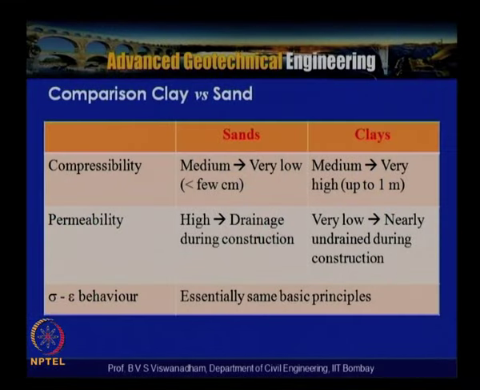So, if you compare clay versus sand, clay is a fine grained material and its permeability is very low, and sand is a coarse grained material with, let us say, 0% fines. The compressibility of sands is medium to very low, less than a few centimeters. In case of clays, it is medium to very high, up to 1 meter, and can go up to 1 to 1.5 meters in certain types of soft clays.